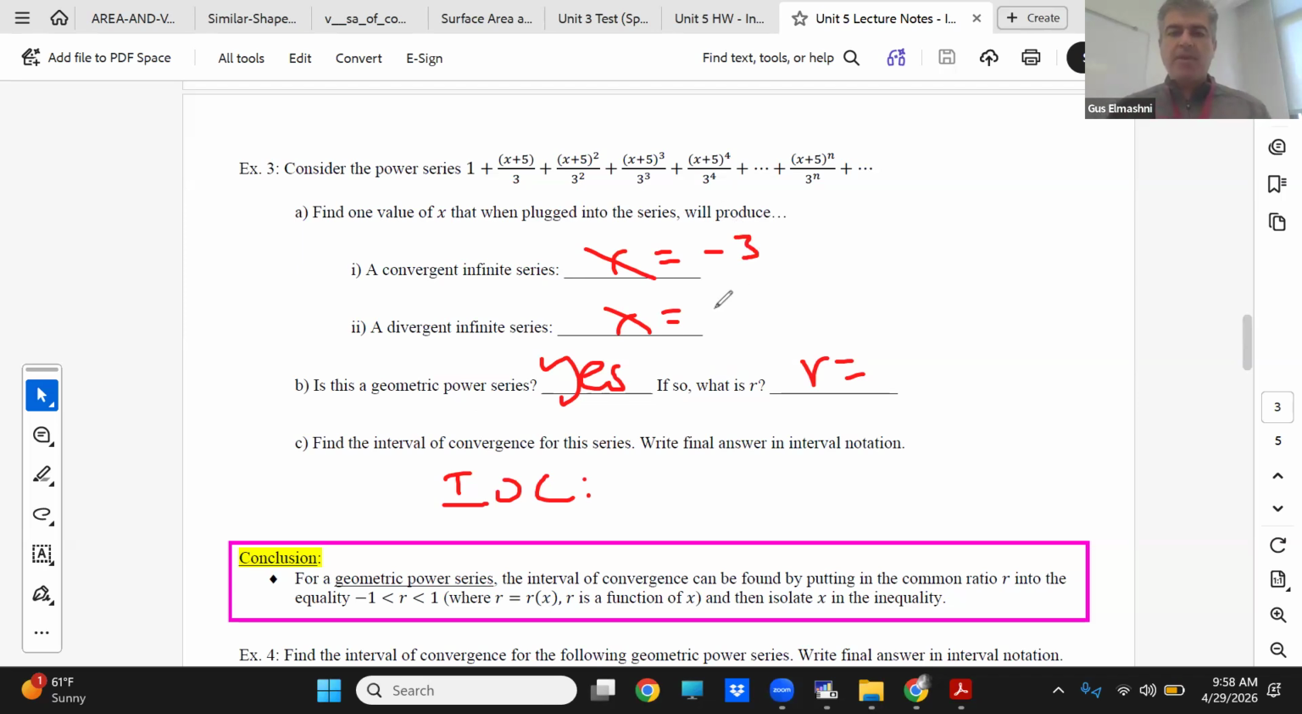And what would make it diverge? Like X equals 1 would not be okay, right? It would keep growing, so it would diverge. Okay, figure out what R is in terms of X, and then solve for the interval of convergence.